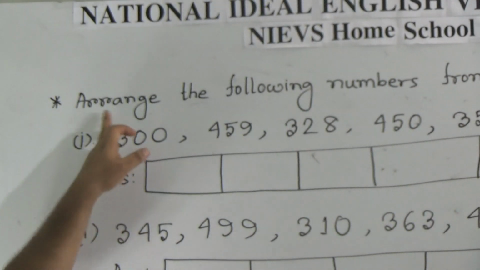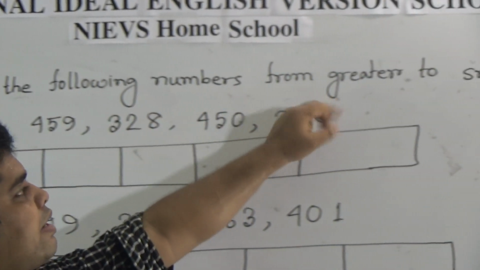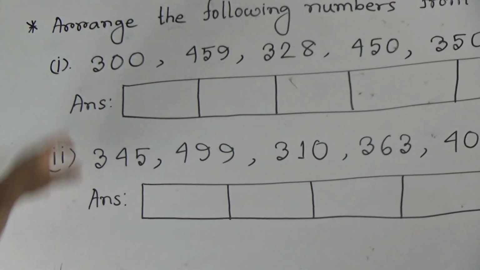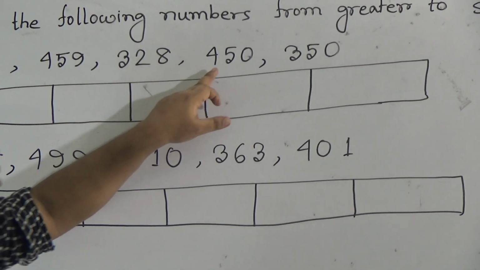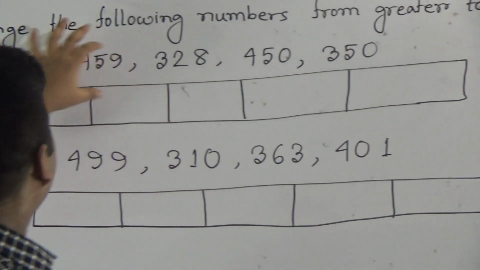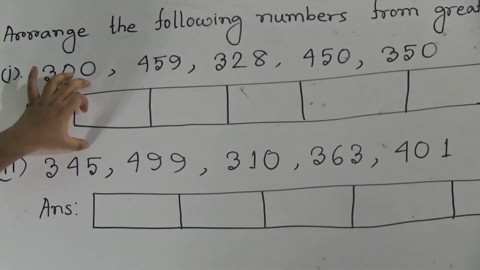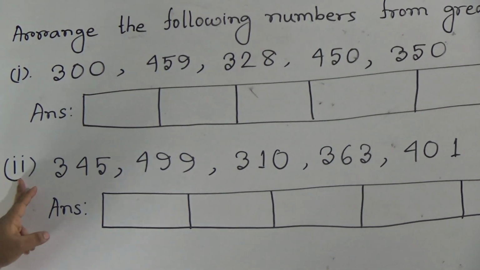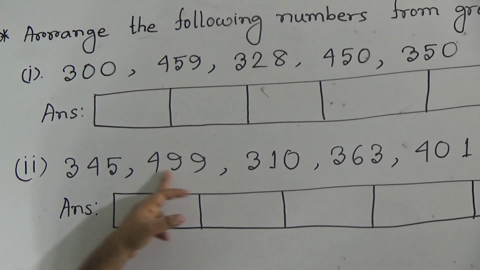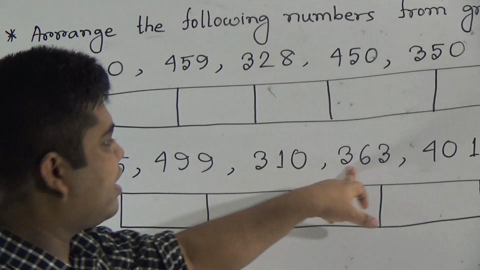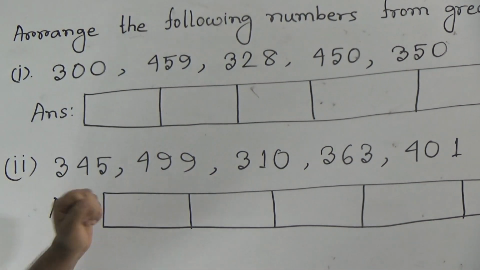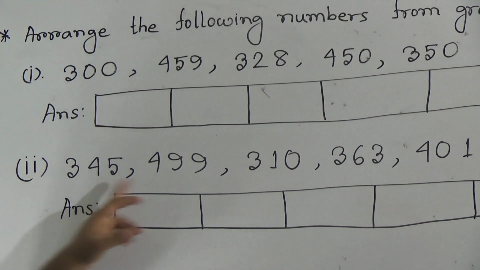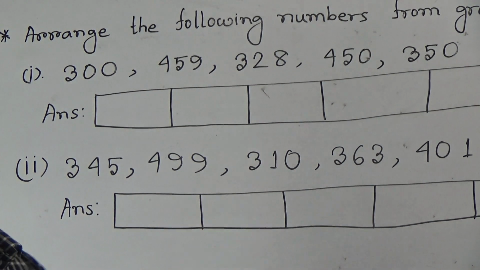Here the question is: arrange the following numbers from greater to smaller. Number 1 and number 2. My dear students, number 1: 300, 459, 328, 450, 350. That means 5 numbers are given. We arrange the numbers in greater to smaller form. Number 2 question is: 345, 499, 310, 363 and 401. Here 5 numbers are also given. We arrange the numbers in greater to smaller form.